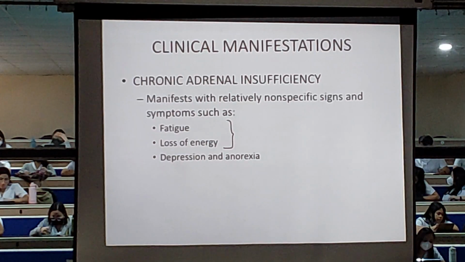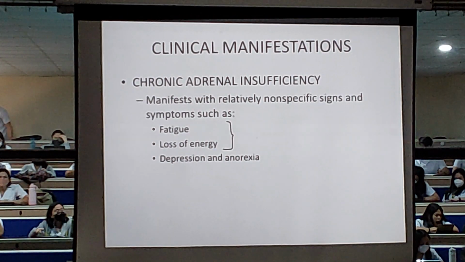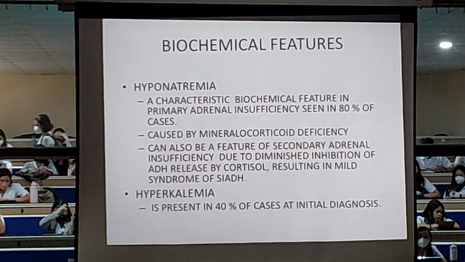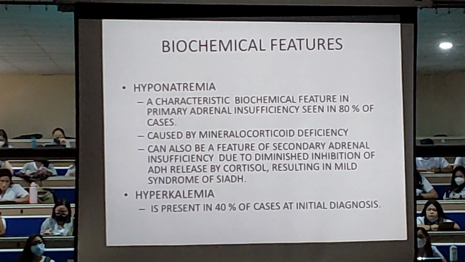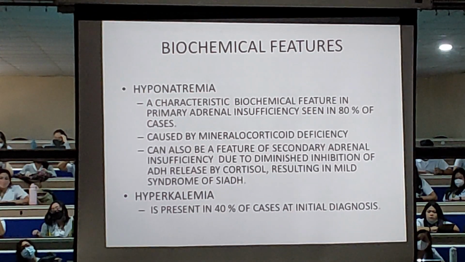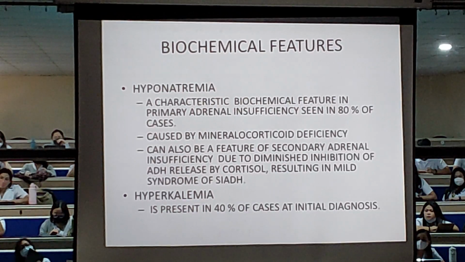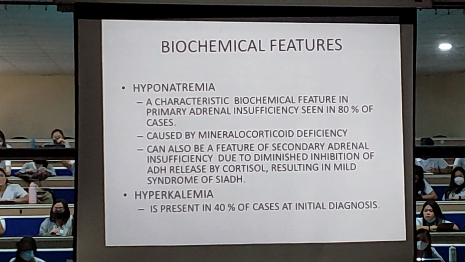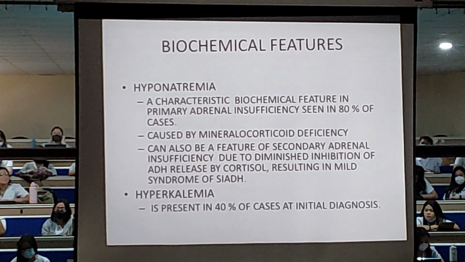Again, in the clinical manifestation of chronic adrenal insufficiency, patients may manifest with relatively non-specific signs and symptoms such as fatigability, loss of energy, and sometimes depression and anorexia. So the biochemical features of patients with adrenal insufficiency: hyponatremia is a characteristic biochemical feature in primary adrenal insufficiency, seen in 80% of cases. This is caused by mineralocorticoid deficiency and can also be a feature of secondary adrenal insufficiency due to diminished inhibition of antidiuretic hormone release by cortisol, resulting in mild syndrome of inappropriate antidiuretic hormone secretion. Hyperkalemia can be seen in 40% of cases at initial diagnosis in patients with adrenal insufficiency.